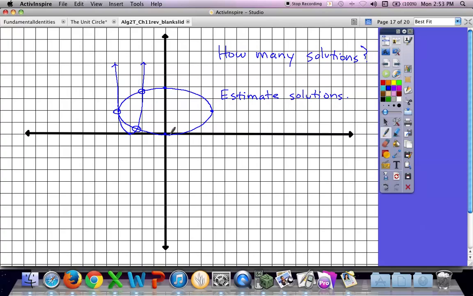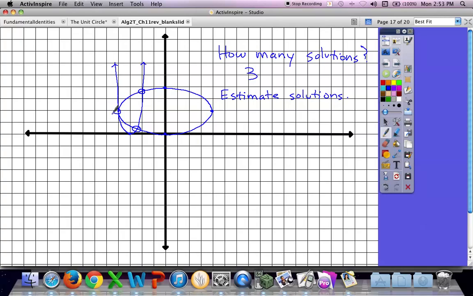That's what you do with polynomials, right? If you're graphing a polynomial to solve a polynomial equation, you graph it and then you look for the x-intercepts. But that's not what we're looking for here. We're looking for these intersection points. So definitely it's got 3. And then you could estimate them visually.